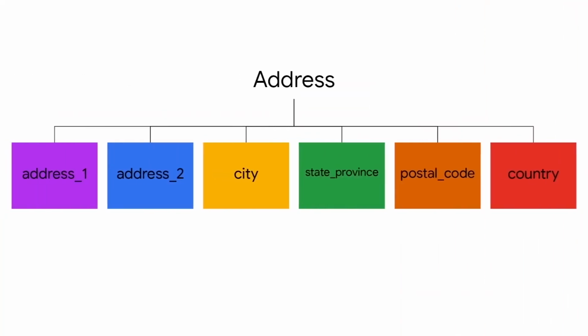For example, imagine you have a group of columns that each contain one important piece of information about a customer's address. To group this data together, you can use a struct called address. In this address struct, you can nest the related columns, like the first or second line of the address, the city name, state or province, postal code, and country. By grouping the related columns together in a single column using a struct, you can make it easier to find and query the customer data.